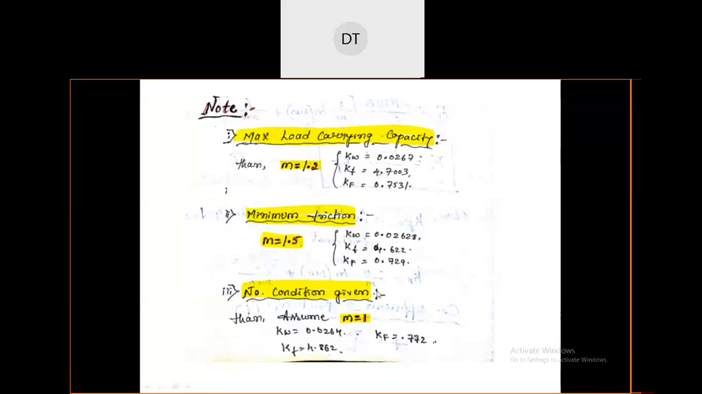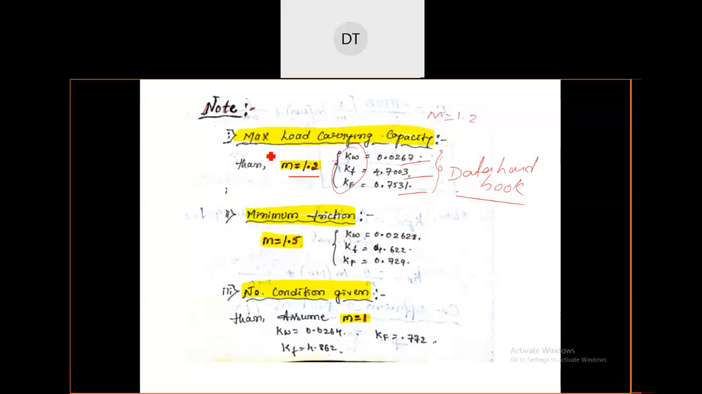And here one more thing, I told you m is a dimensionless value. That m value has nearly three values: 1.2, 1.5 and 1. If m is equal to 1.2, or if the given value is m equal to 1.2, then the Kf constant value and small kf value are here, and we can get them in the data handbook. In the problem, if they give m is equal to 1.2, then you have to use these values.